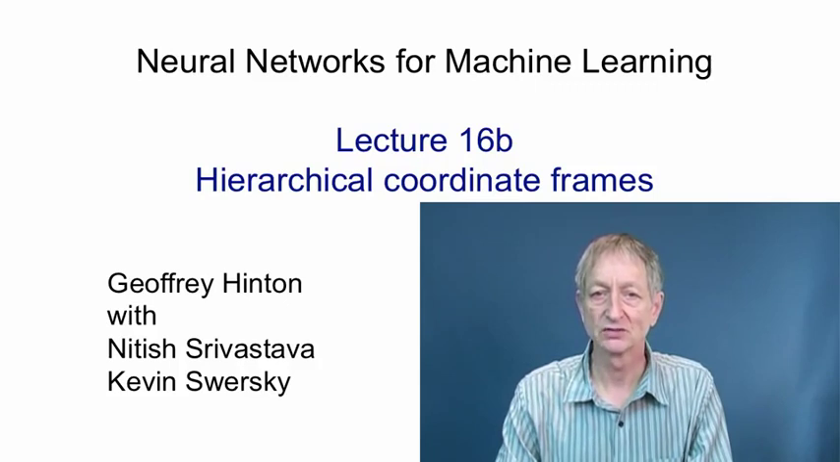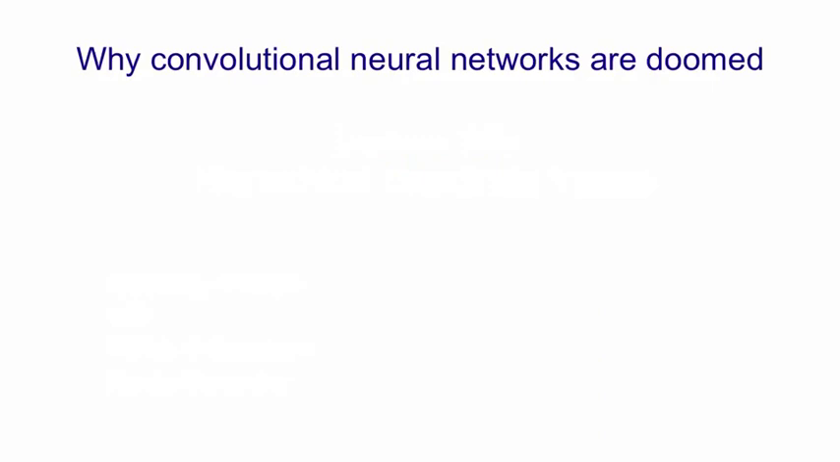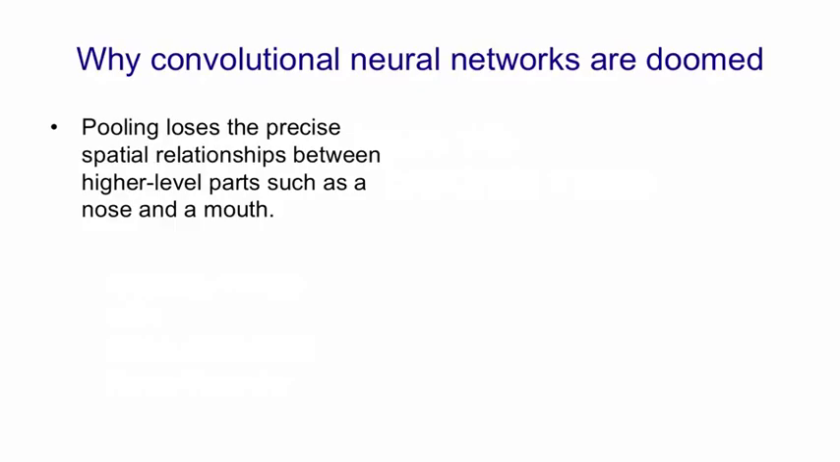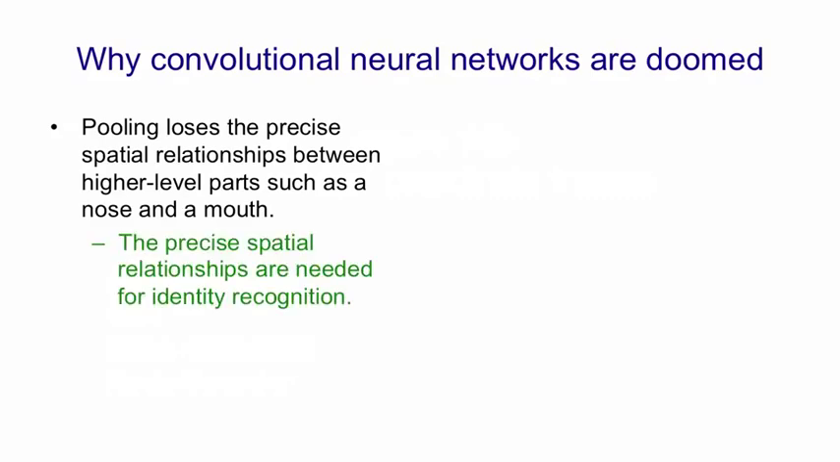Even though convolutional neural networks have worked very well for recognizing objects in images, I think there's something missing. When we pool the activities of a bunch of replicated feature detectors, we lose the precise position of the feature detector that was most active. This means we don't know exactly where things are, and that's fatal for higher-level parts, such as a nose and a mouth. In order to recognize whose face it is, you need to use the precise spatial relationships between higher-level parts like noses and mouths.